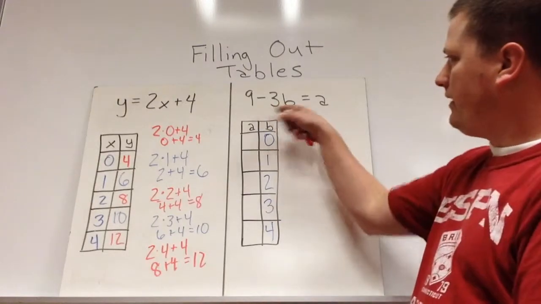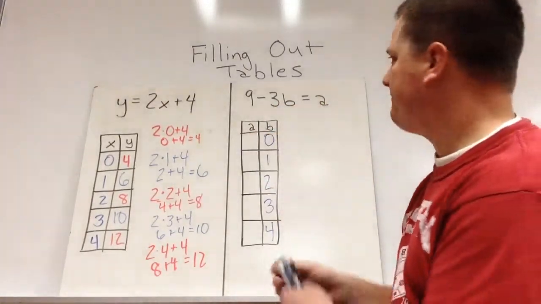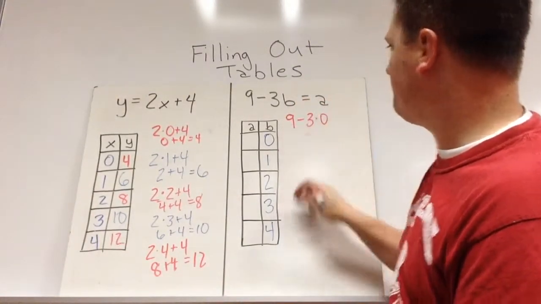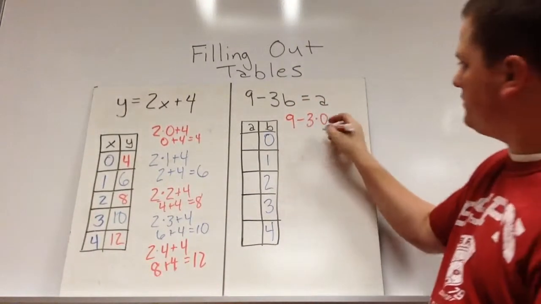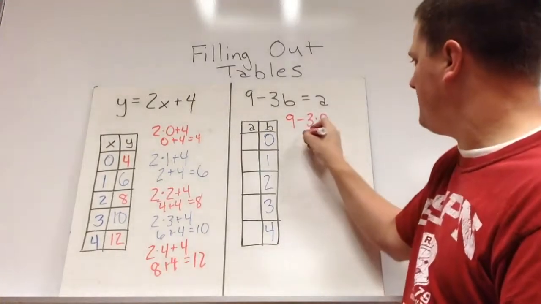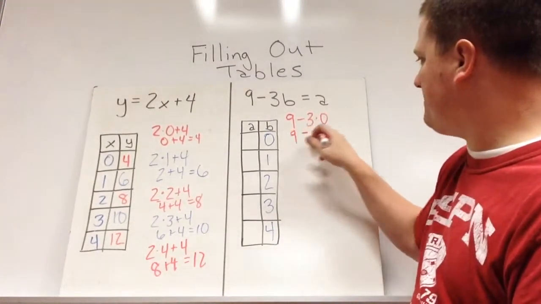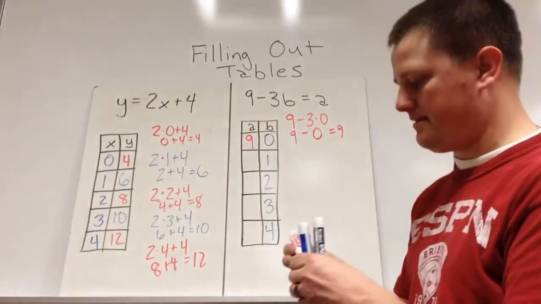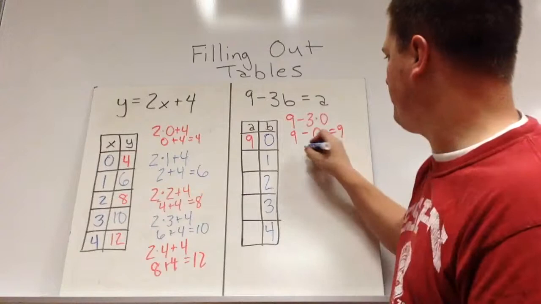So now, when we get our answer, we're going to put it in for A. So 9 minus 3 times 0. Notice, multiply first. 3 times 0 is 0. Minus 9, bring it down. So 9 minus 0 is 9. So we put a 9 there. Move on to the next one.